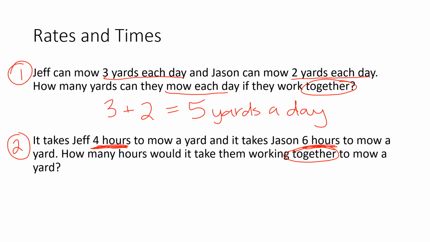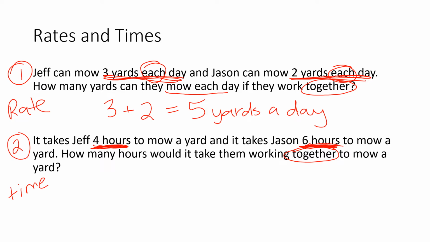So here's the difference between example number 1 and example number 2. Example number 1 is written as a rate: 3 yards each day, 2 yards each day. It is perfectly acceptable to add rates together. But on number 2, we don't have a rate. It just says 4 hours and 6 hours. That's time. You wouldn't add it together, because it should take less time when they work together, not more time.